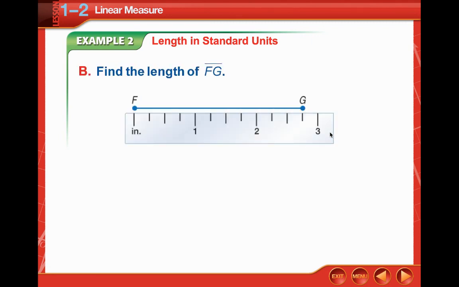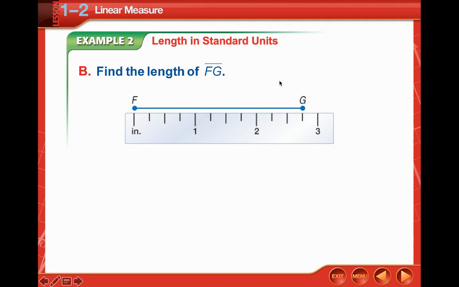All right, find the length of FG. Let's count this. So it looks like we have 1, 2, 3 dashes until the 1. So if you look at your cheat sheet, hopefully you're able to figure out that these are 1/4 inches. So that's a 1/4 inch, 1/2 inch, 3/4 inch, 1 inch, 1 1/4, 1 1/2, 1 3/4, 2 inches, 2 1/4, 2 1/2, 2 3/4 inches.